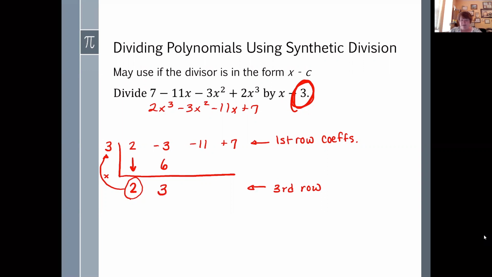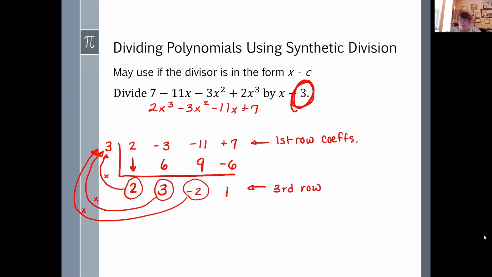And I repeat the process. I take the 3, multiply it times the 3. 3 times 3 is 9. And I write that in the third column underneath the negative 11. Negative 11 and 9, I add those together. I get negative 2. Repeat the process. Negative 2 times 3, negative 6. Write that underneath the 7 in the last column, and then add those two numbers together. And you've completed your synthetic division.